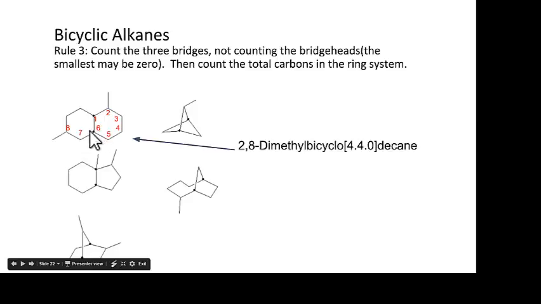Notice that when you get back to the second bridgehead, it gets a new number. And then you start around the second longest bridge, which in this case is also a 4-carbon bridge. So that's 7, and that's 8. So this is 2,8-dimethyl bicyclo[4.4.0]octane.